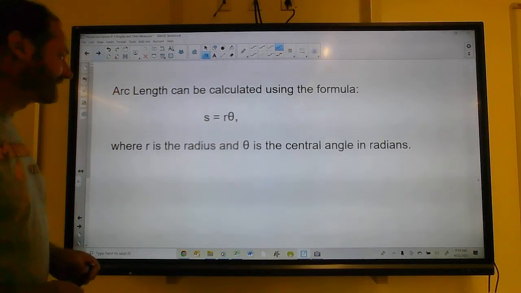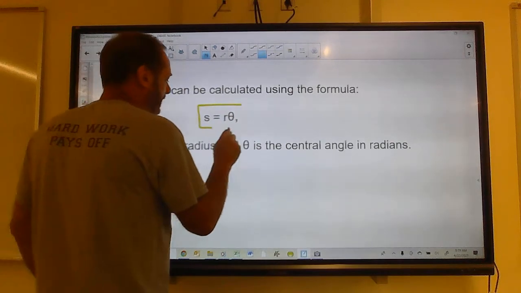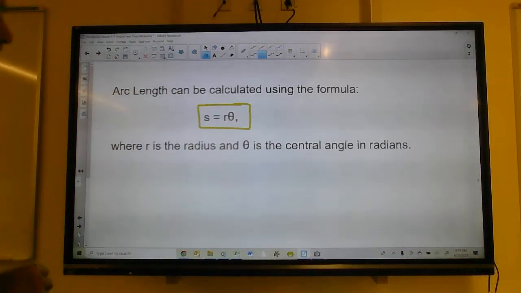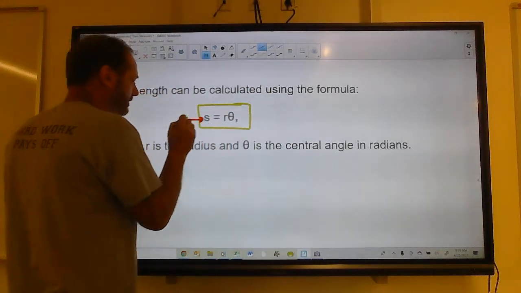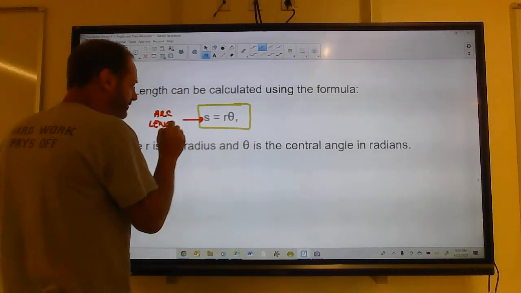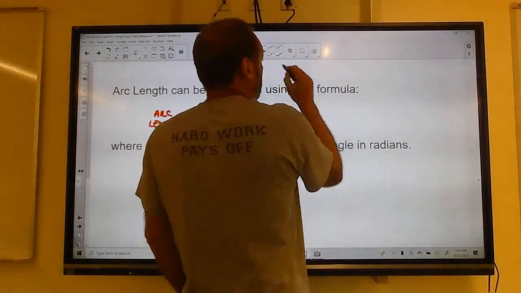All right, arc length can be calculated using this formula right here: S equals R times theta. Okay, so S is the arc length. Now keep in mind there's a difference between arc length and arc measure. Let's take a look at that real quick.